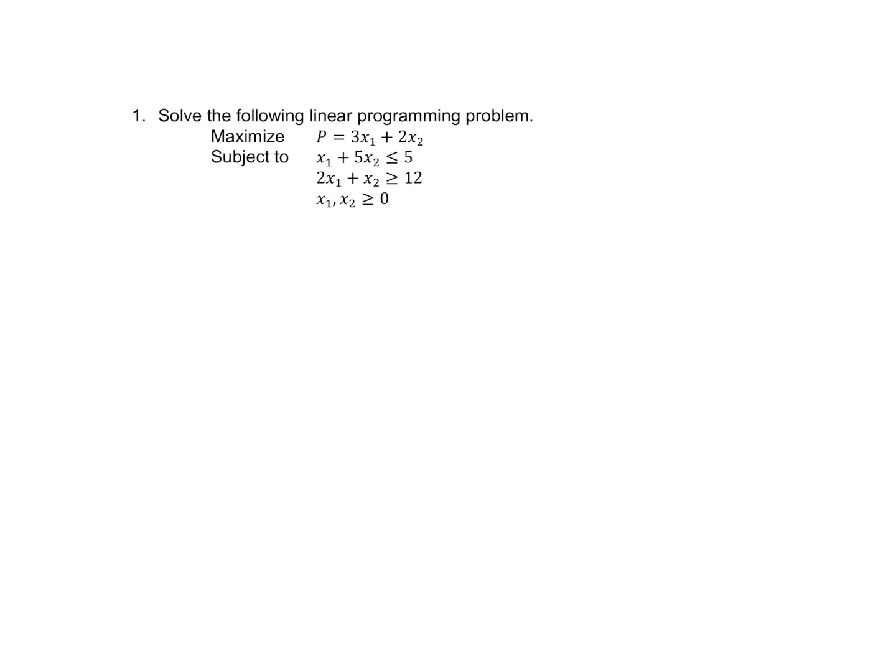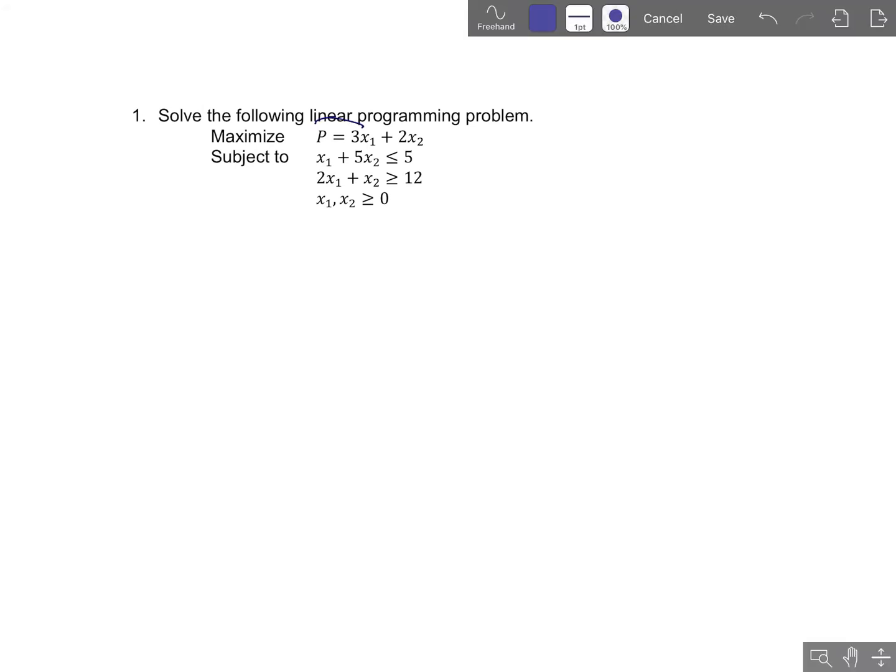So let's look at example 1. Here it says, solve this linear programming problem. Our first goal is going to be to set up the initial simplex tableau. So I like to rearrange the objective function so that all of the variables appear on the left side. That would give me -3x1 minus 2x2 plus P equals 0. P is what we're trying to maximize.